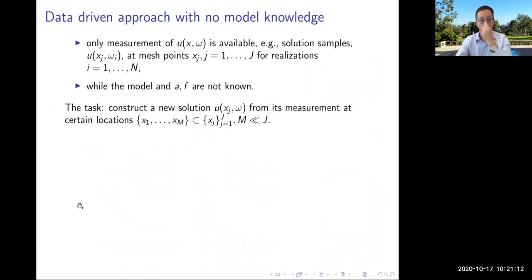There are also other types of problems where the model is even unknown. Here I told you how A depends on omega and how f depends on theta, on these parameters. Here I may not. In a real model, you don't know the Earth.